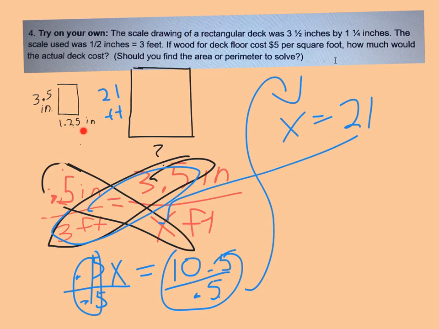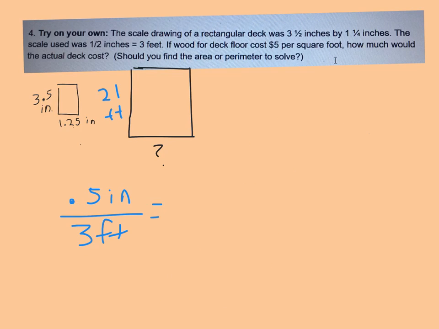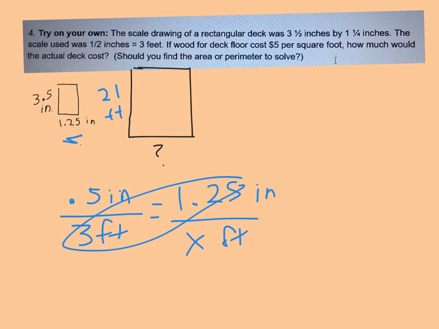So I'm going to use my scale to figure out the other side now. All right, so here's my scale again. 1/2 inch equals every 3 feet. So 0.5 inches equals for every 3 feet. And I'm going to now fill in my other side right here. So if my model or my scale drawing has 1.25 inches, how many feet does that convert to? So how many feet would be my other side? So I'm going to do, again, cross multiplication.